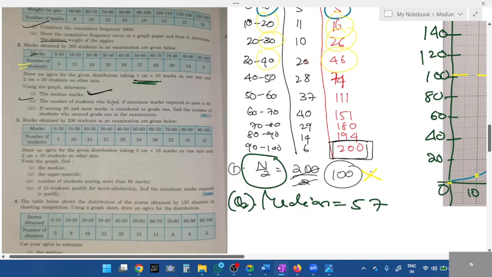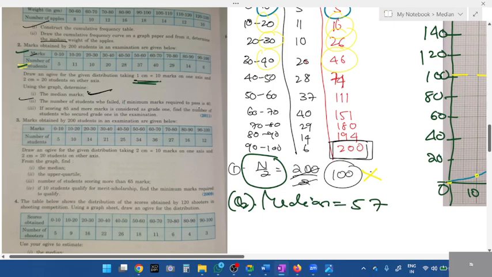Okay. The number of students failed. If the minimum marks required to pass is 40, how many students failed? Where did I plot marks, students? X-axis or y-axis? What are the two values we have? We have marks and number of students, right? In that, where did I plot marks? X-axis. Very good.